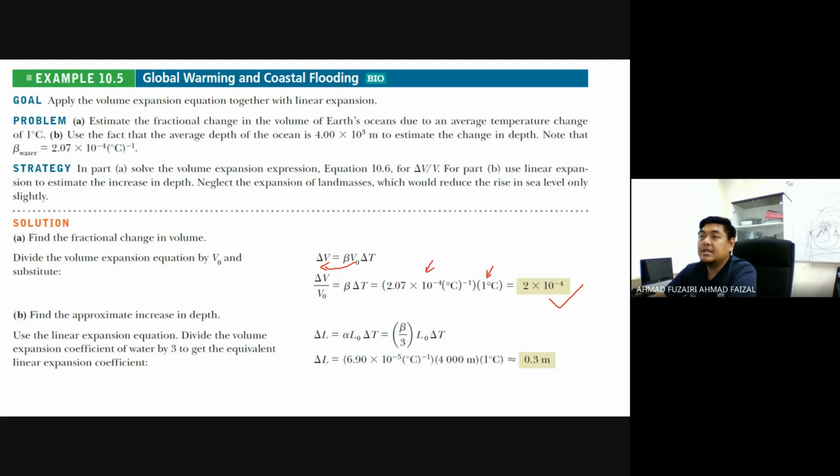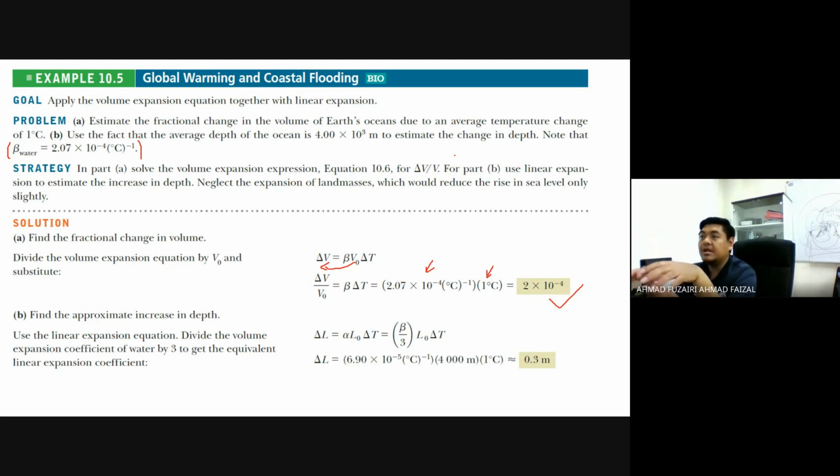And then lastly, use the fact that the average depth of the ocean is 4,000 meters to estimate the change in depth. Note that the coefficient of volume expansion for water is this value, so that's why we can use that value. In part B, we use delta L, because as you can see, this is the average depth of the ocean, 4,000. So you may see the estimation of the change in depth, and the change in depth is considered to be in the kind of volume.